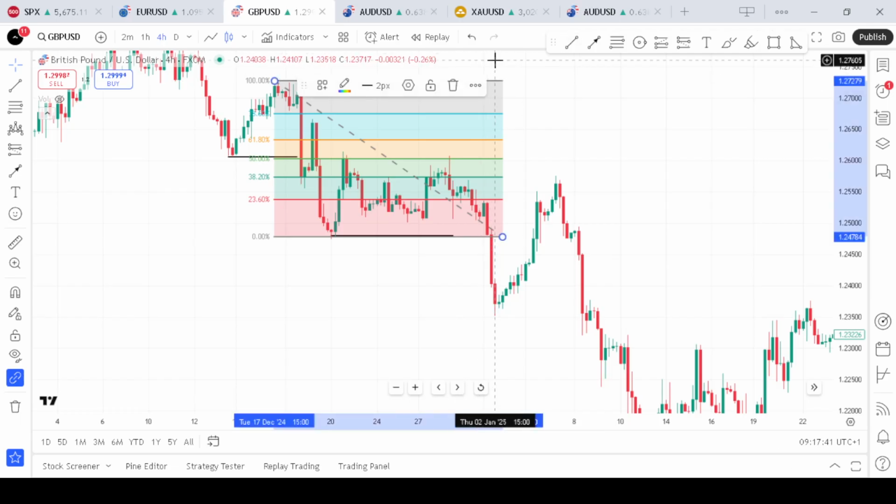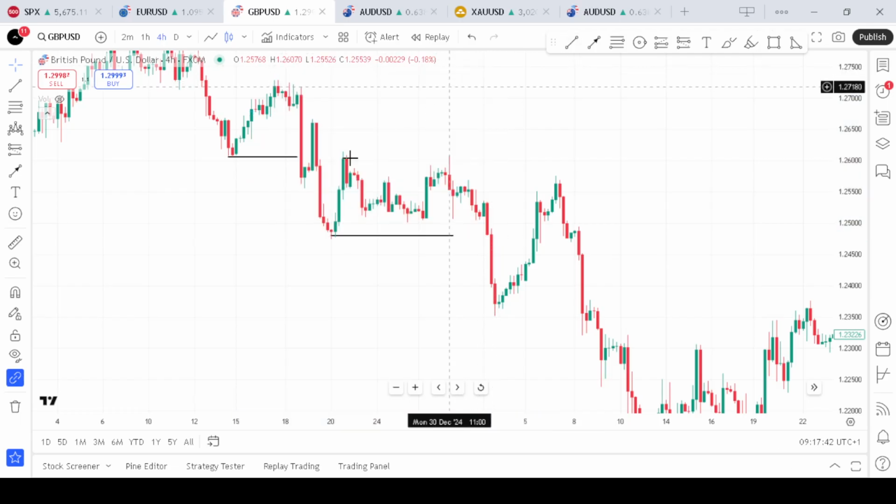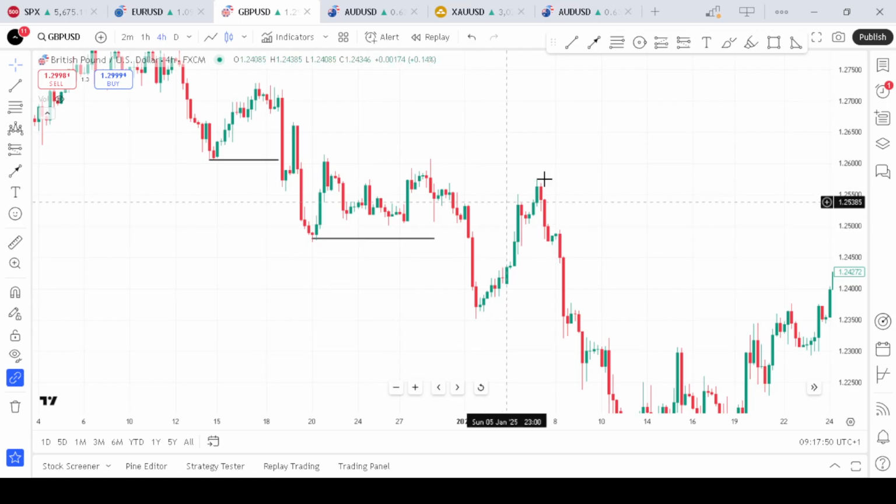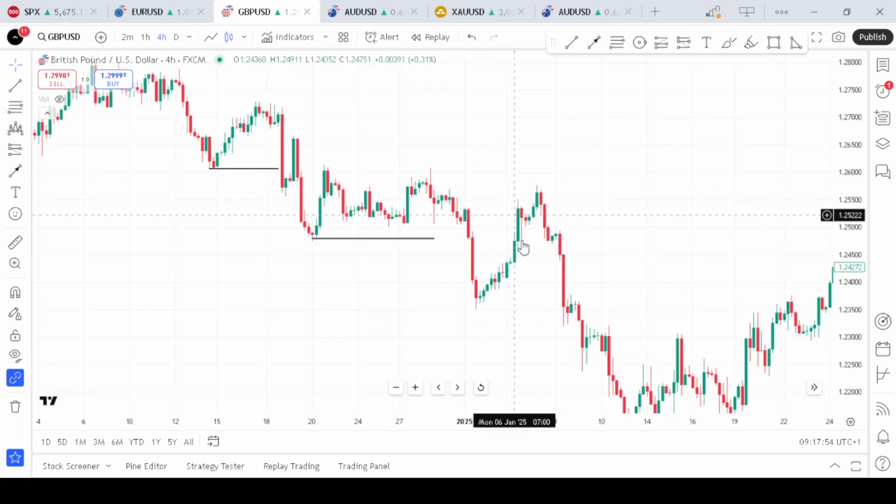Right now, let's talk about the Fibonacci extension levels. They are technical tools that can be used to plot potential price target points beyond the current trend. They are used to project price target areas beyond the trend.